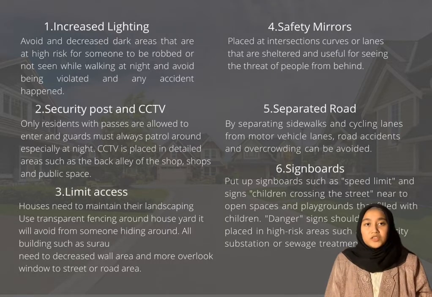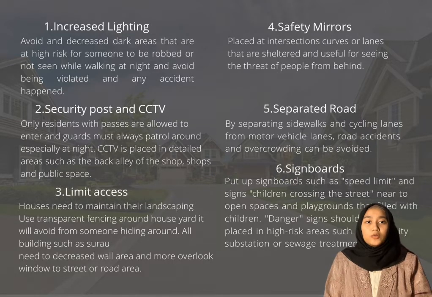Also, safety mirrors. They can be placed at intersection curves or lanes that are sheltered and are useful for seeing the trend of people from behind. Next is separated road. By separating sidewalks and cycling lanes from motor vehicle lanes, road accidents and overcrowding can be avoided.